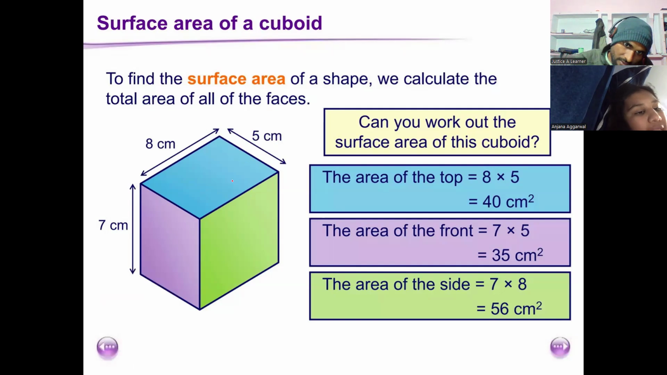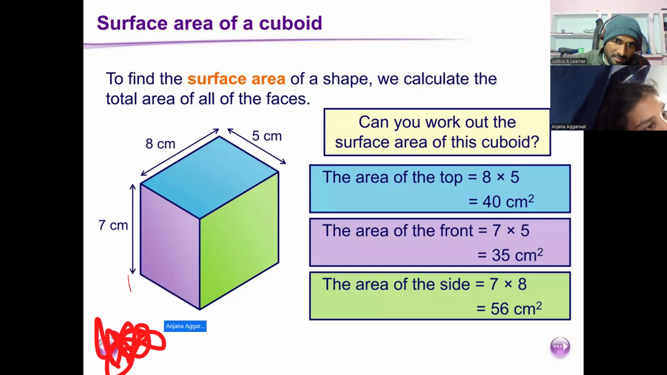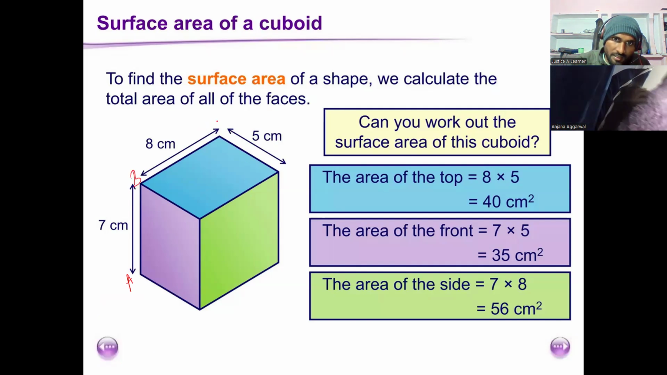Let's name it first, okay? Then it will help you to understand. So let's say this is A and this is B and this is C, this is D, this is E, and this is F, and this is G. And something is hidden.